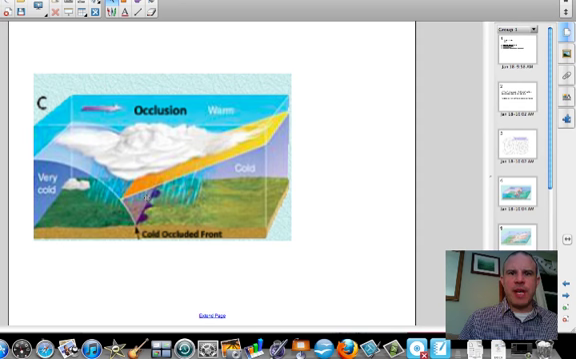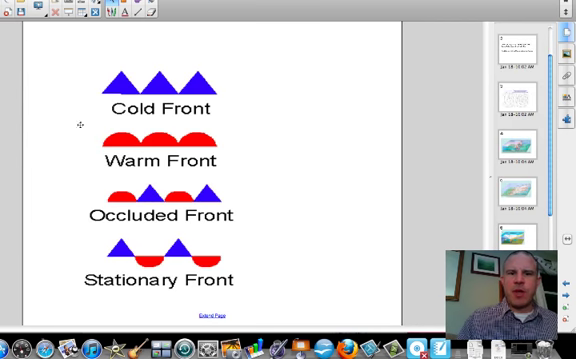There is a fourth type, which is stationary, and there's no movement in that one. You have cold air pushing into warm air. They're both relatively about the same density and the same amount of moisture. So let's look at some of the symbols. The cold front is going to be triangles. The warm front is going to be half circles.